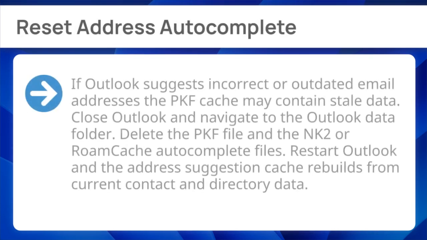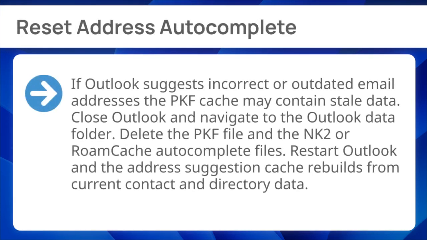Next, reset address autocomplete. If Outlook suggests incorrect or outdated email addresses, the PKF cache may contain stale data. Close Outlook and navigate to the Outlook data folder. Delete the PKF file and the NK2 or Rome cache autocomplete files. Restart Outlook and the address suggestion cache rebuilds from current contact and directory data.